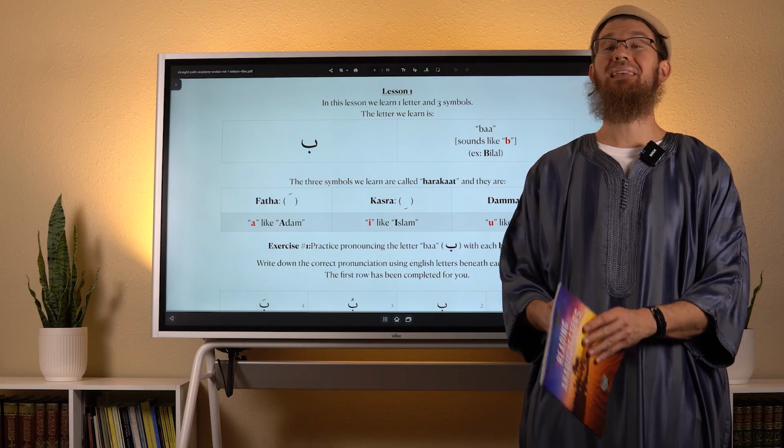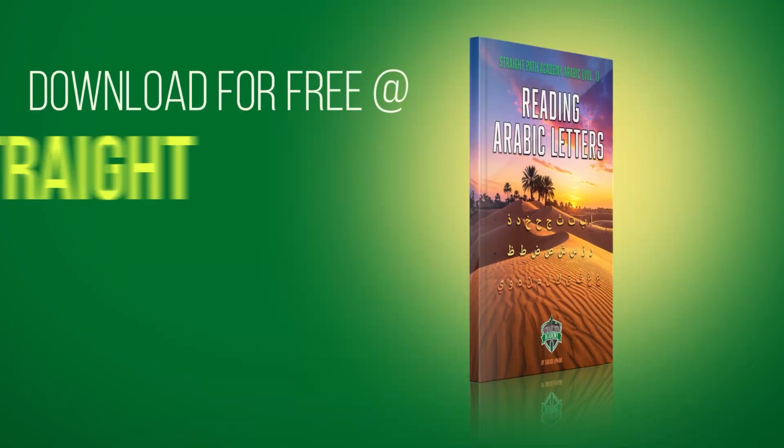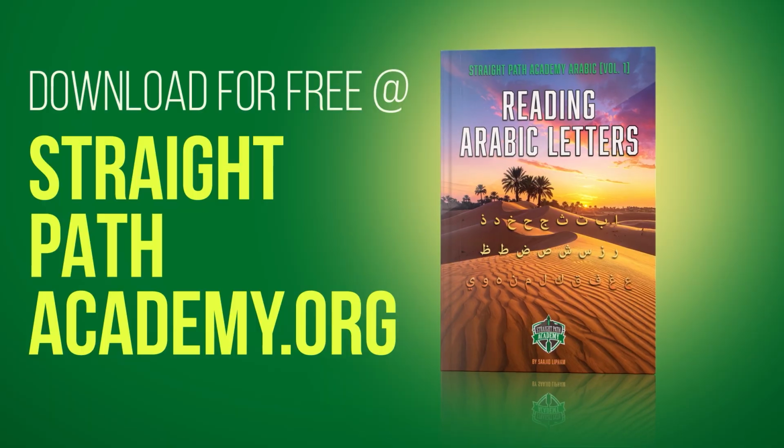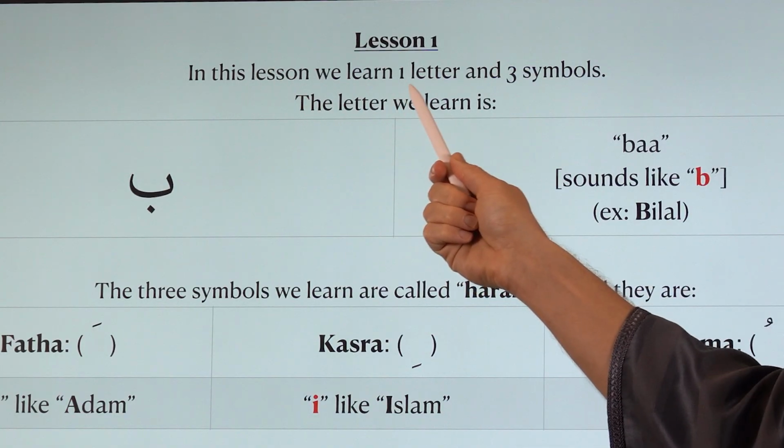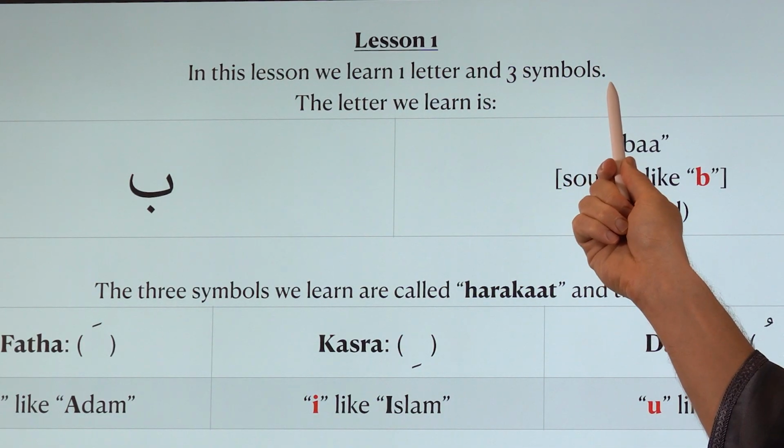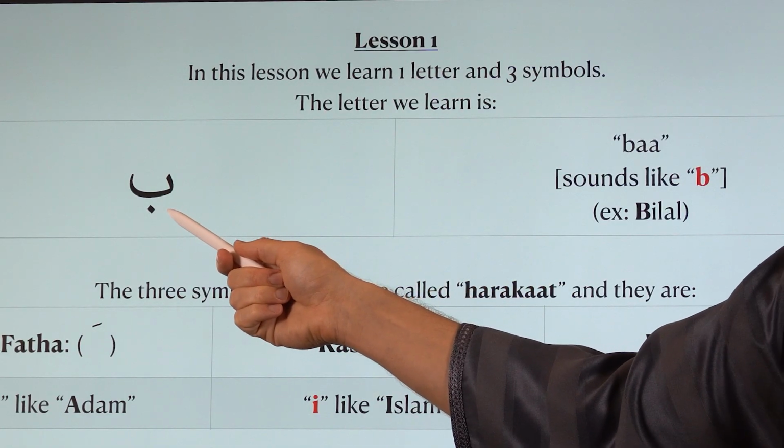Inshallah, in this video, we will begin the first lesson of Straight Path Academy Arabic Volume 1, Reading Arabic Letters. In this lesson, we learn one letter and three symbols. The letter we learn is the letter ba.